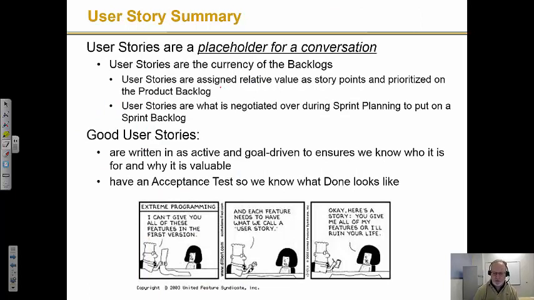User stories are assigned usually relative business value as story points and prioritized in the product backlog. And then during sprint planning, you select, again, that negotiation process, and stories are selected and they go on the sprint backlog. Good user stories are written in an active, goal-driven way, so we know who it is, we know why it's valuable to them, and we know what needs to be done, and they have an acceptance test, so we know what done looks like. Okay, so that's our user story summary.